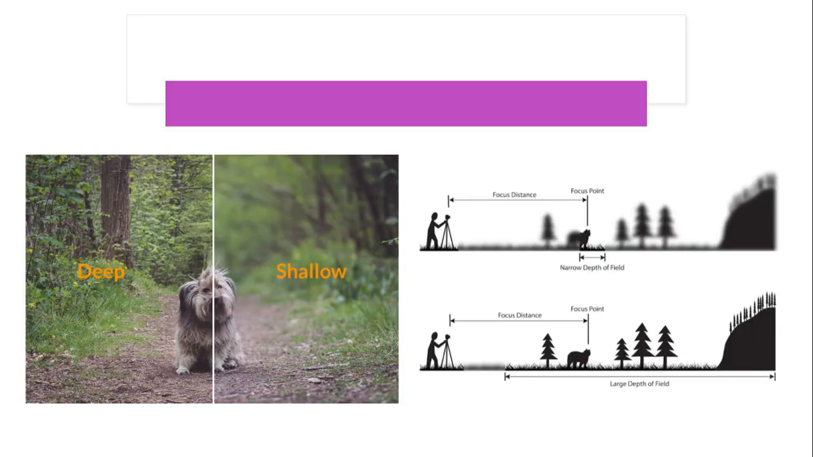So basically, these are images. The first image shows when the depth of field is deep. That means the whole background and the subject itself are in focus. The main subject is in focus, and so is the background.